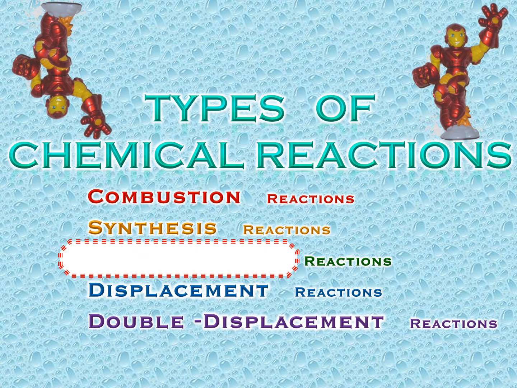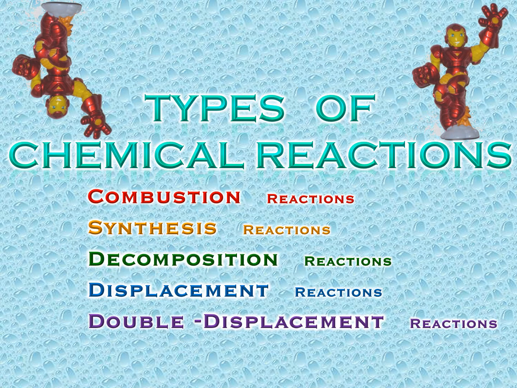The 5 types of chemical reaction are combustion reactions, synthesis reactions, decomposition reactions, displacement reactions, and double displacement. Synthesis and decomposition are kind of a pair of opposites. And then displacement and double displacement kind of go together as well. They are sometimes referred to as replacement and double replacement because they are that as well.